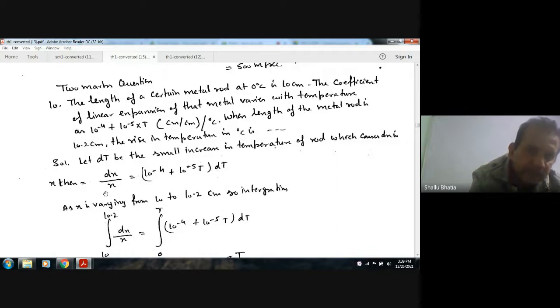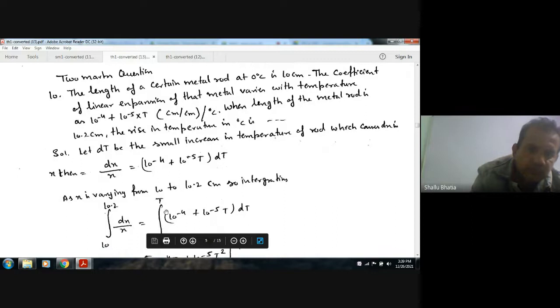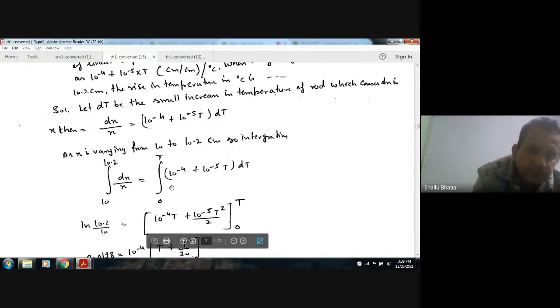Then the strain is dx by x, and the strain is also given as alpha dT. So this is strain, and this is also strain. Now x is initially 100 centimeters and finally it is 102. Integrating, the temperature varies from 0 degrees Celsius and we have to find the final temperature. This expression is in Celsius, so we need not change the zero. We'll keep it in Celsius.